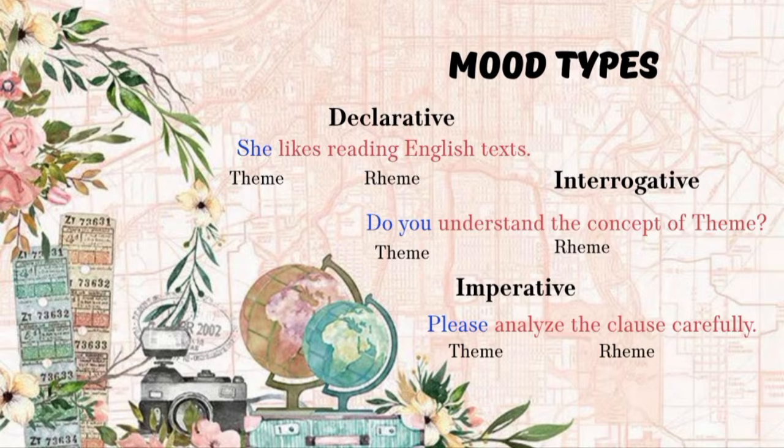There are three main types of mood in English. First, declarative mood, which is used to give information. For example, she likes reading English text. Second, interrogative mood, which is used to ask questions. This includes yes or no questions and WH questions, such as do you understand SFL or why is theme important? And third, imperative mood, which is used to give commands or instructions, such as please analyze the clause carefully.